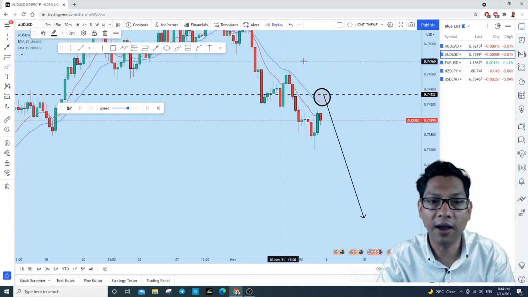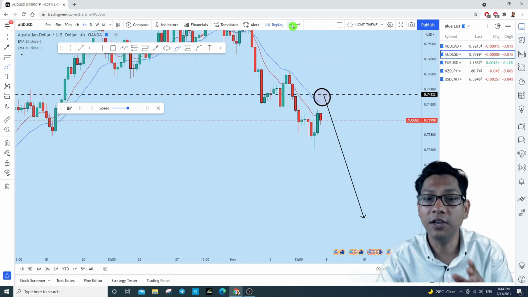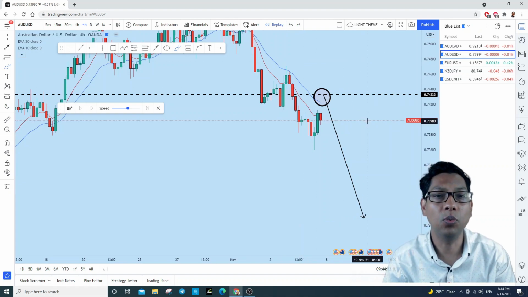Our stop loss will be above the previous swing high, and our take profit will be at least 1 to 3 or 1 to 5 risk to reward ratio.